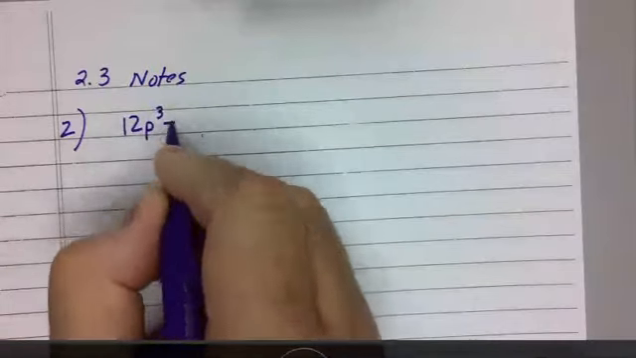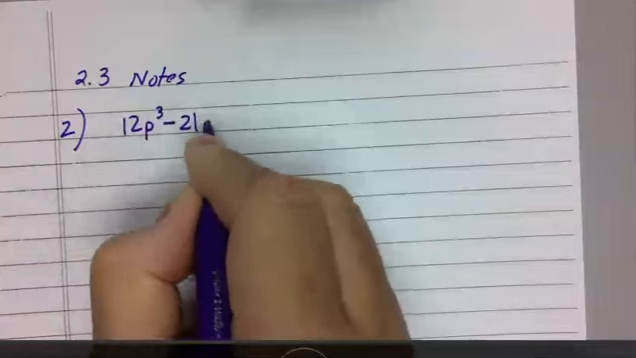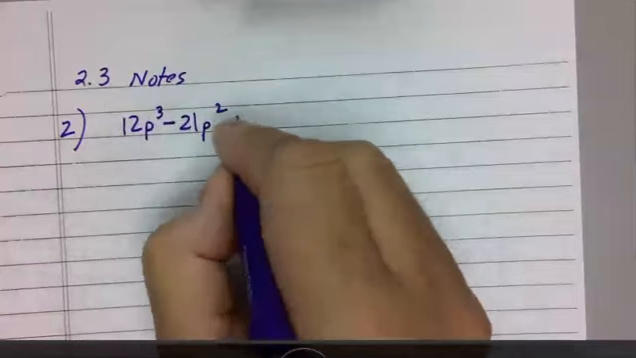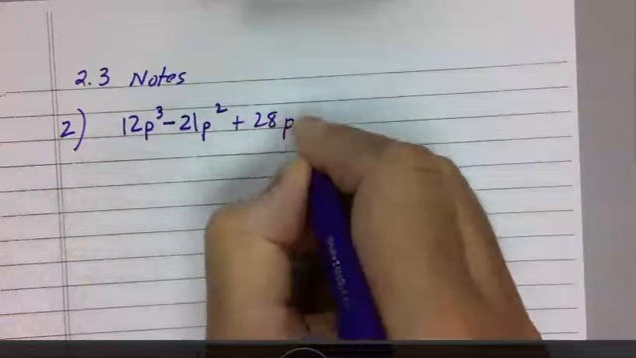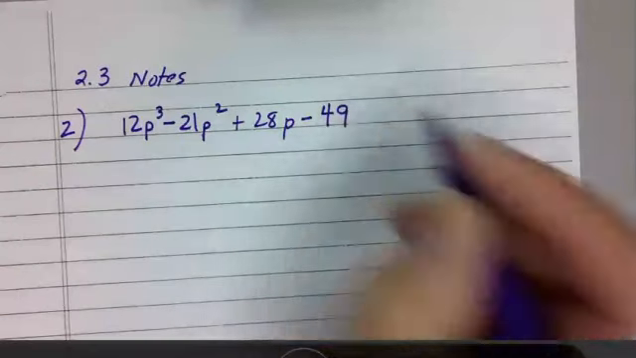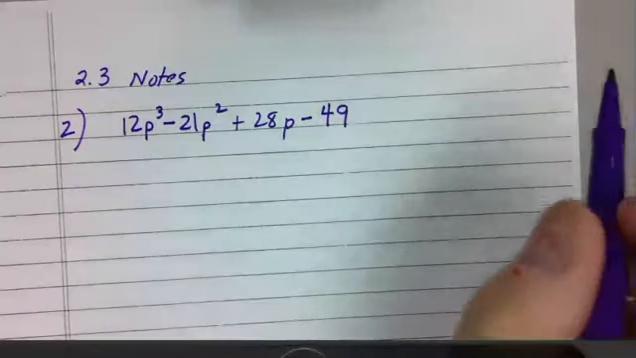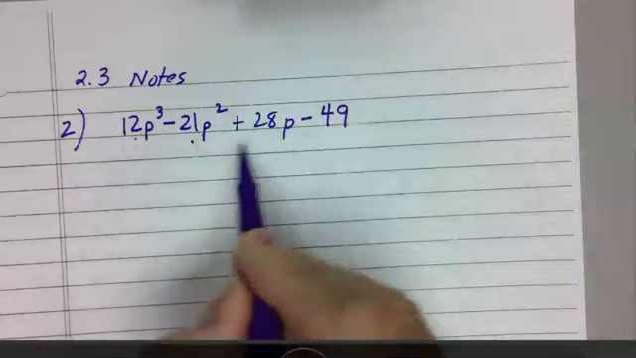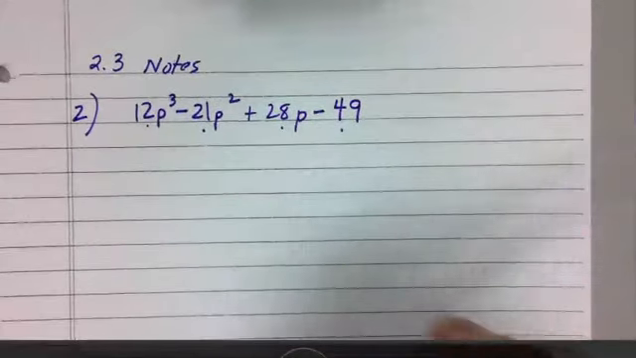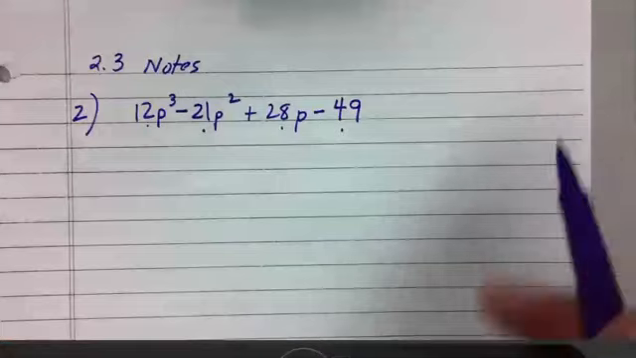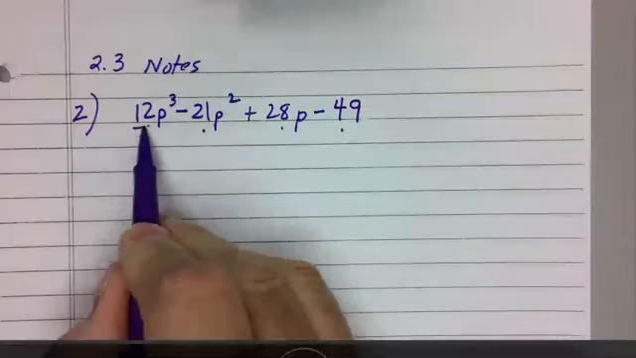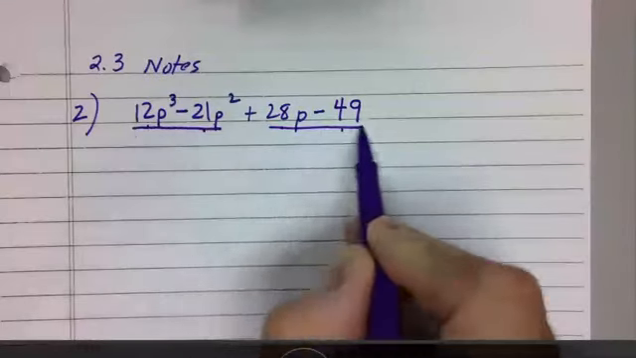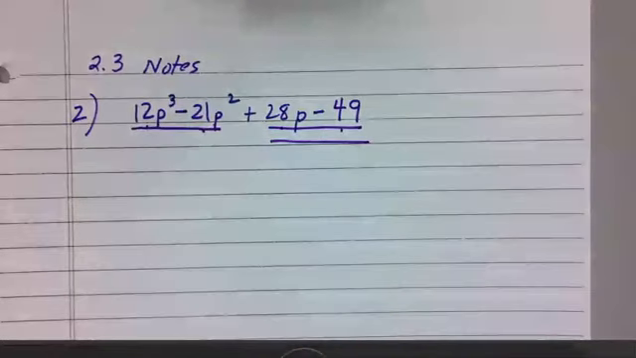I've got 12p cubed minus 21p squared plus 28p minus 49. Okay, notice we have 4 terms. 1, 2, 3, 4. So when you have 4 terms, you're going to use grouping. So I'm going to group these 2 together and these 2 together. That's why we call it grouping.